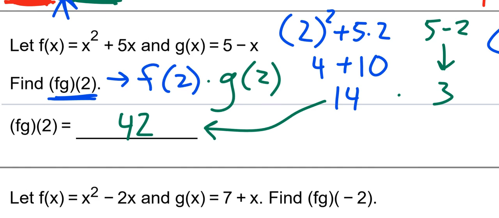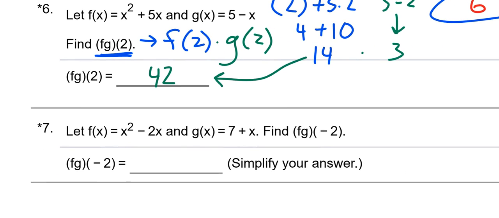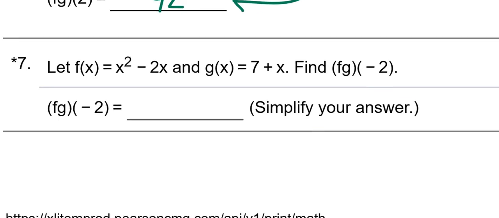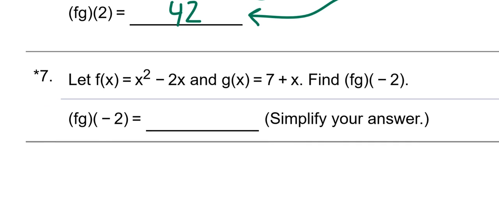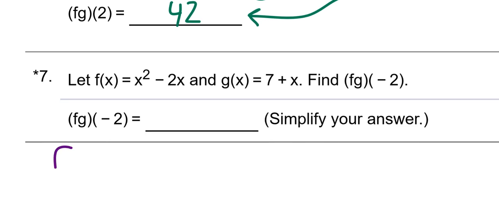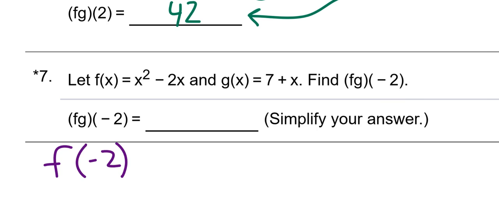So the blue part was the 14, the green part was the 3, the total was 42. Nice. Okay. Question 7. So figure out f of negative 2, the purple. Figure out g of negative 2, the red. And then multiply them together.